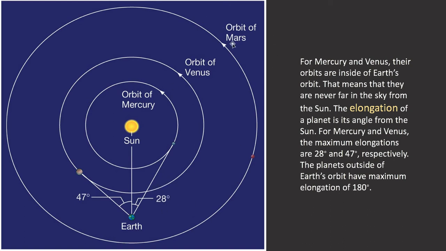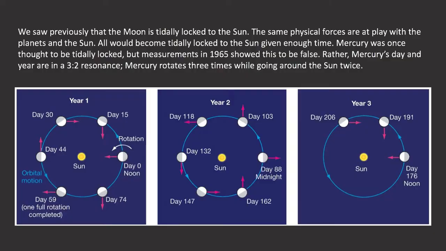For the outer planets, and the only other one that's shown here is Mars, they would have maximum elongations of 180 degrees. So they could be anywhere within 0 to 180 degrees from the Sun, basically anywhere along that circle. And that's also true for the other outer planets, Jupiter, Saturn. They also have a maximum elongation of 180 degrees.